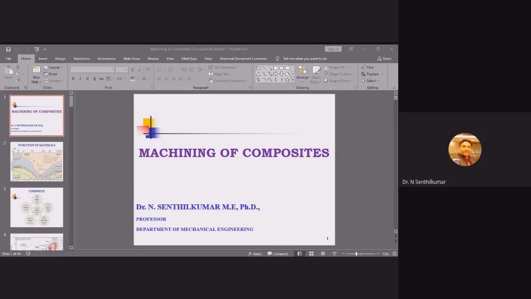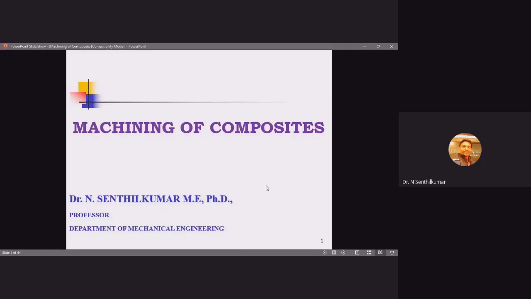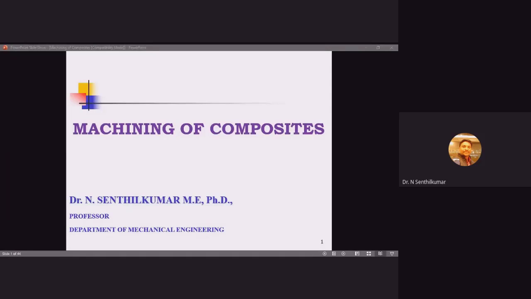impedance spectroscopy. Likewise, there are many characterization techniques available, and apart from this, fatigue tests and creep tests will be done, then forming and then machining. Because whatever material we are going to produce will be only in near net shape. That is, it is not as accurate as we need. That's why we use the term near net shape.